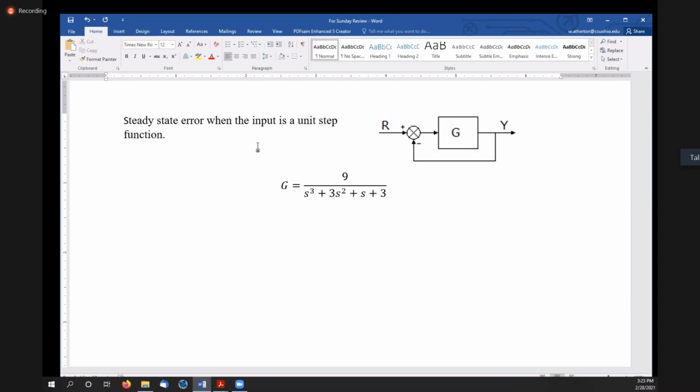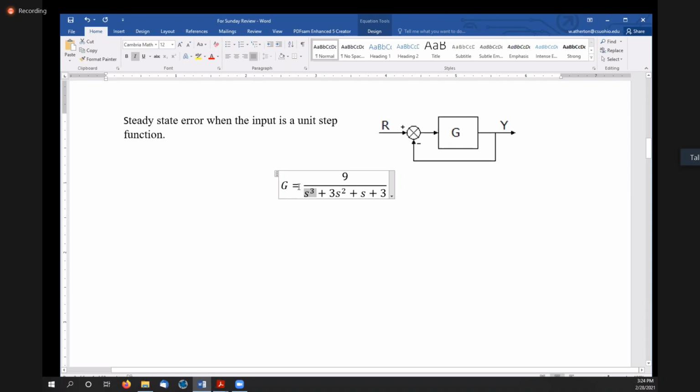The final value theorem says you can use the Laplace domain function. You multiply it by s, and then you let s go to 0, take the limit as s goes to 0. And that'll give you the final value in the time domain. Kind of handy, because this is a cubic, and you don't want to have to close the loop, multiply by 1 over s to get the response, and then find the inverse Laplace transform.